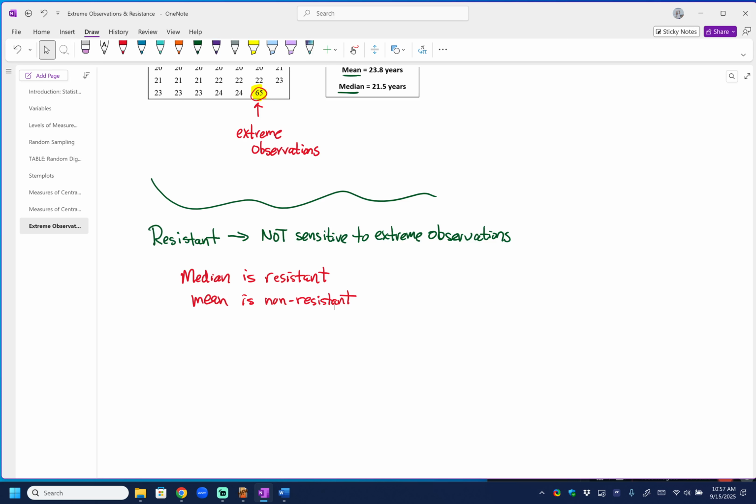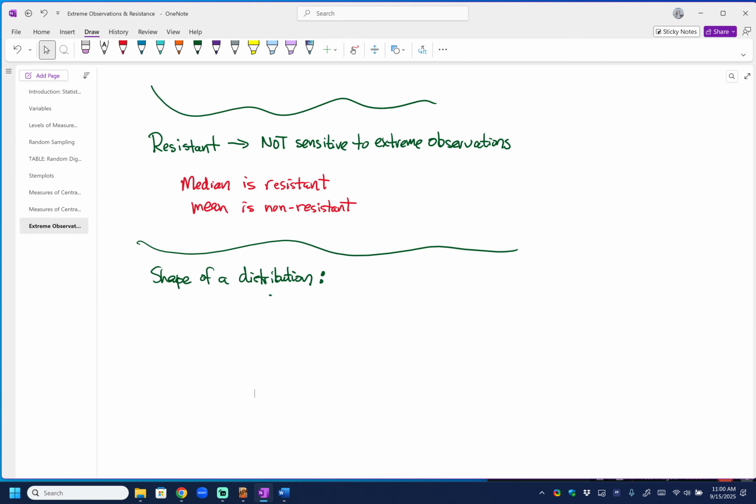This concept also has a very interesting application in the world of distribution shapes. So how does resistance relate to shape? That's what we want to concentrate on. So let's talk about our three main shapes. So we've got symmetric, right? So that looks like this guy.